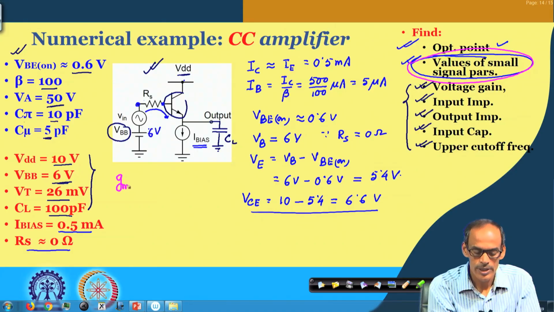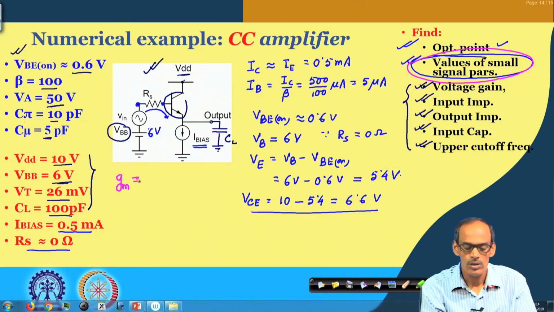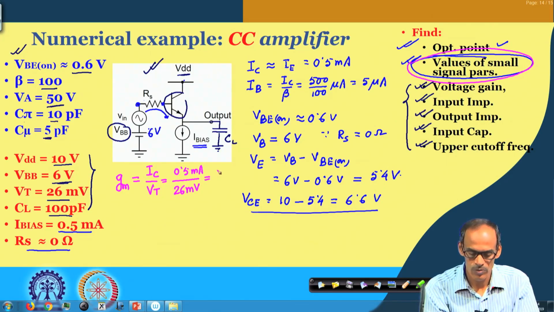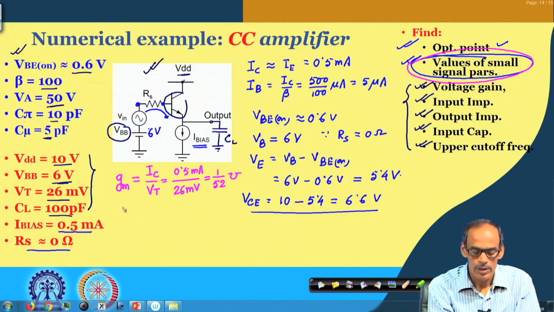Let me start with gm, and you may recall its expression in terms of the quiescent current. It is collector current divided by thermal equivalent voltage, and collector current is 0.5 milliampere divided by 26 millivolt. So, we can say that this is 1 by 52 mho, or ampere per volt.